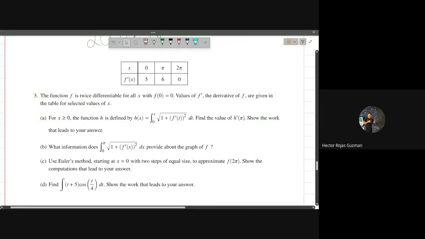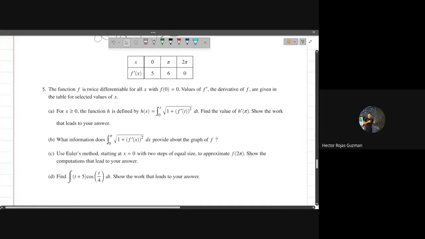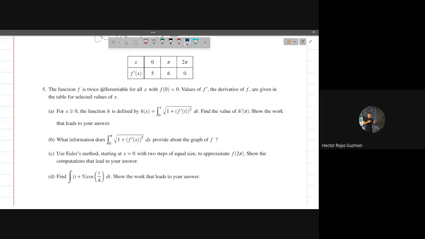Okay, so starting with question 5, one of the BC questions. Pretty simple presentation. We're given a table with a derivative, and we know the function is twice differentiable. We also know that f of 0 is equal to 0. Okay, for x greater than 0, we're given the function h of x. Find the value of h prime of pi.